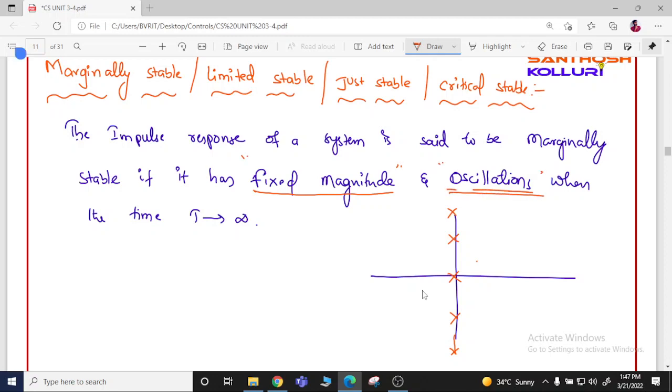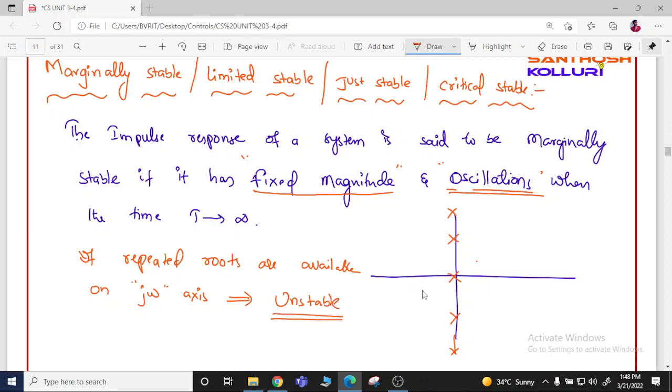There should not be any repeated roots. If any repeated root is available, then the system becomes unstable. If repeated roots are available on the j omega axis, then the system becomes unstable. So there should not be any repeated poles on the imaginary axis. If there are repeated poles on the imaginary axis, then the system will be unstable.